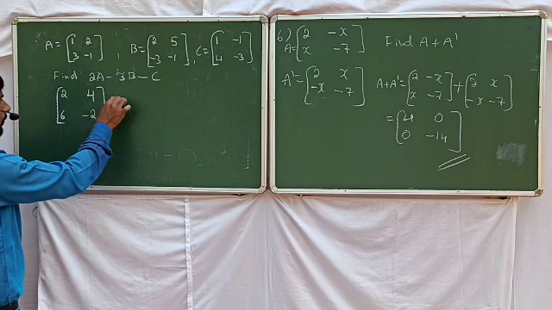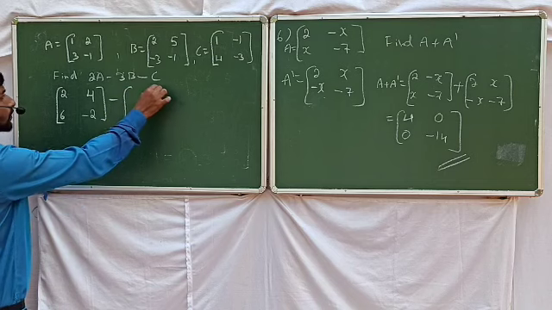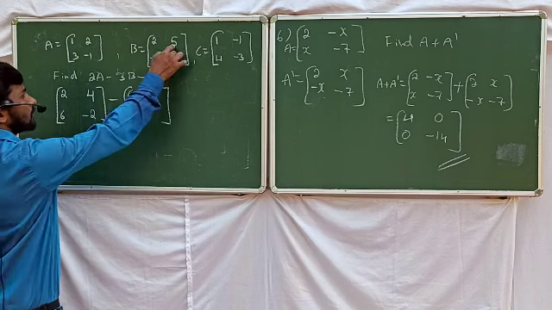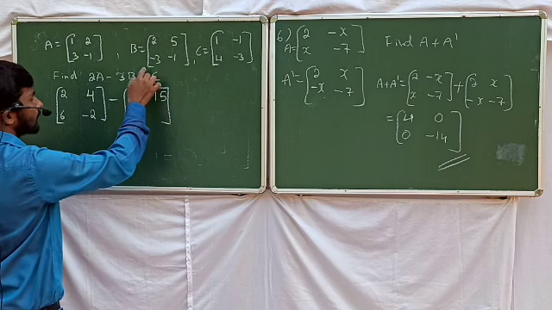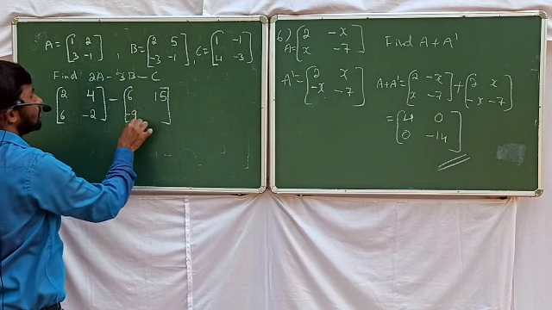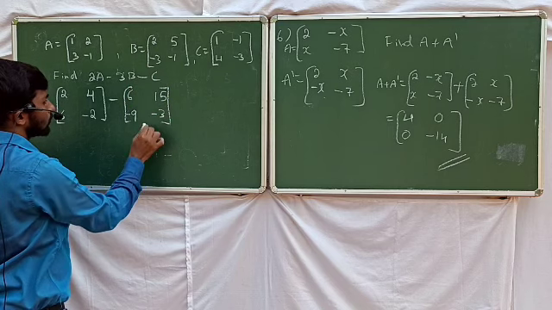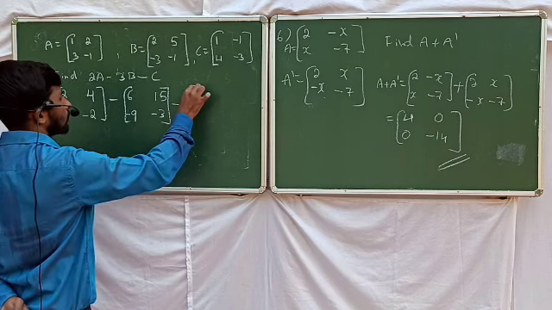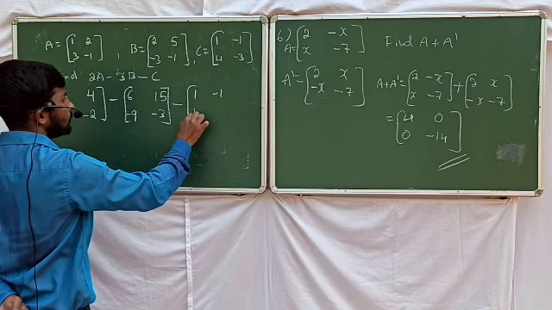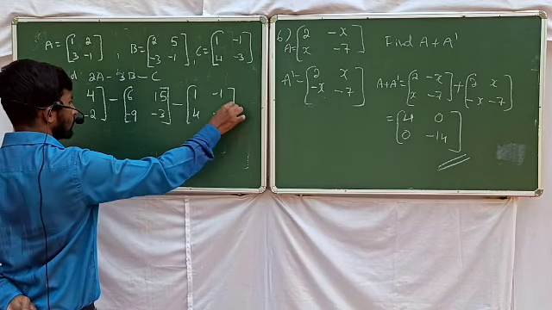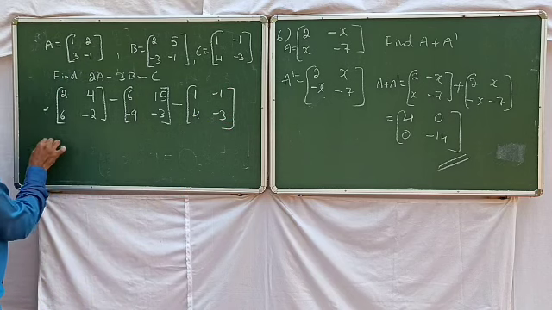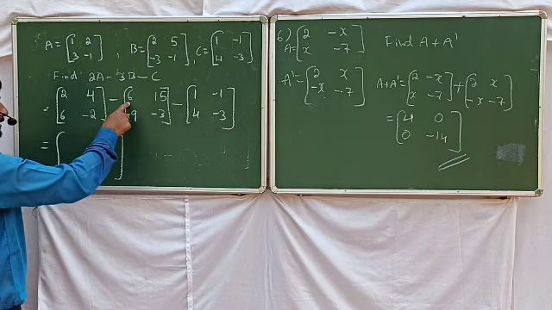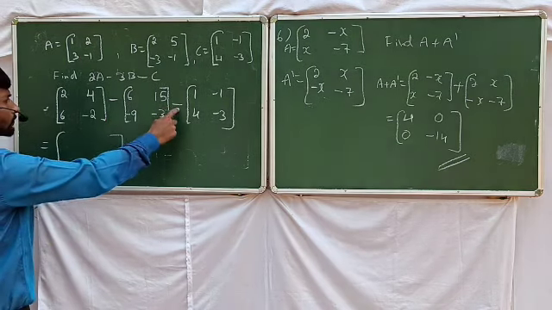According to this question, minus 3 times B. 3 times B is 3 2s are 6, 3 5s are 15, 3 into minus 3 is minus 9, 3 into minus 1 is minus 3. Then minus C, it's minus of 1 minus 1 4 minus 3. Now complete the numericals. Here we will get 2 minus 6 minus 4, minus 4, minus 1.